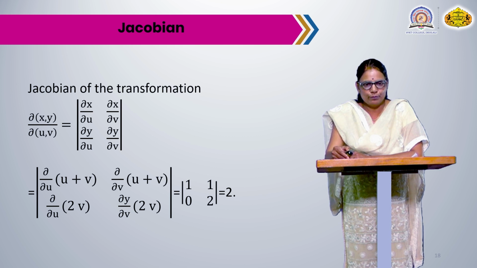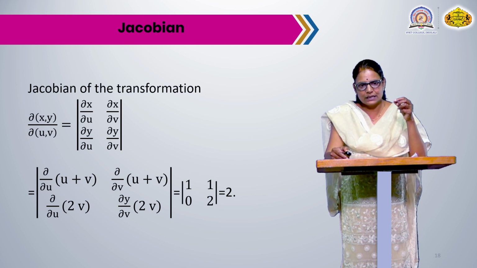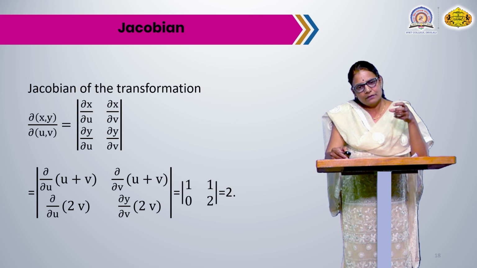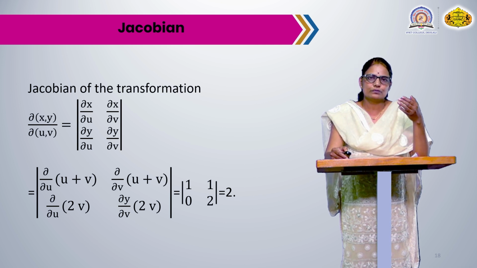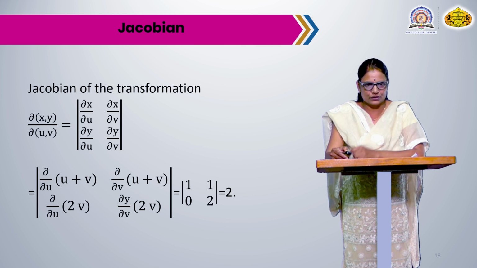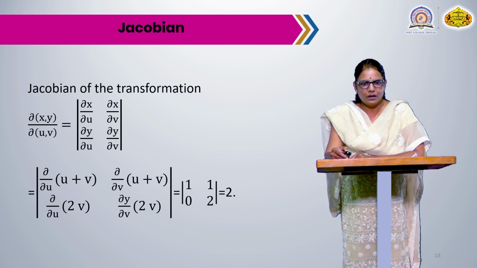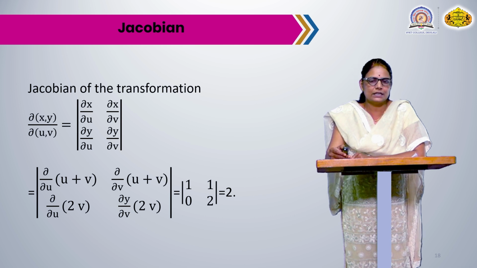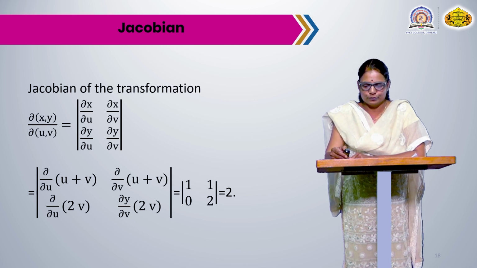See the second row: the derivative of twice v with respect to u is 0, because u and v are independent variables. When we find the partial derivative of a given function with respect to u, we keep the other variable constant. That's why this derivative is 0, and the derivative of twice v with respect to v is 2 itself. Solving the determinant, we get the value 2. So this is our second step, finding the Jacobian of the given transformation.